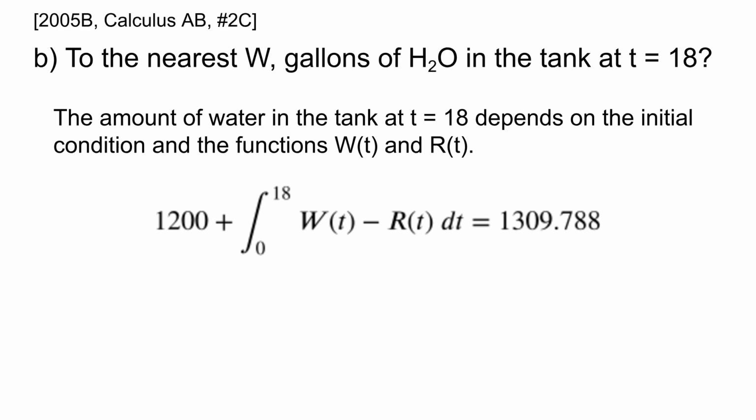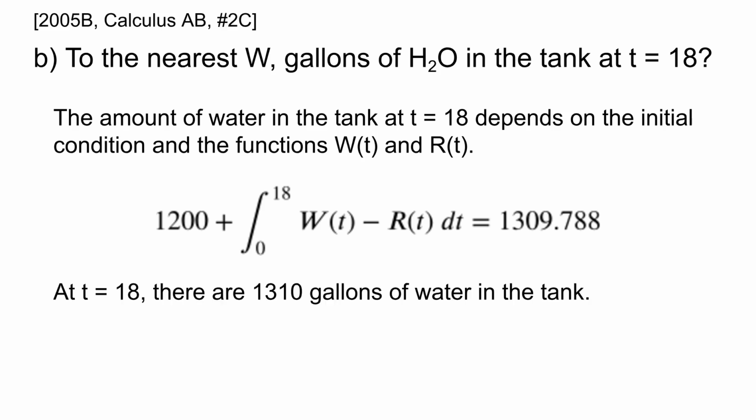And since this is a calculator active question, we can use a calculator to evaluate. This is 1309.788. So at t equals 18, there are 1,310 gallons of water in the tank. Recall we were asked to round this to the nearest whole number.